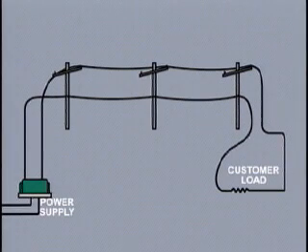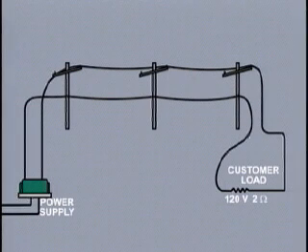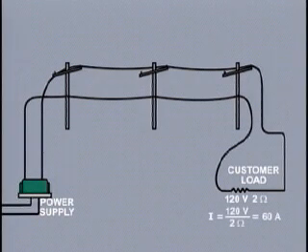Let's look at a numerical example. In this case, we have a single-phase overhead distribution line supplying power to a rural load, say a farm. The nominal voltage at the customer service entrance is 120 volts, and the load resistance is equal to 2 ohms. Thus, the magnitude of current passing through the line is 120 volts divided by 2 ohms equals 60 amps.